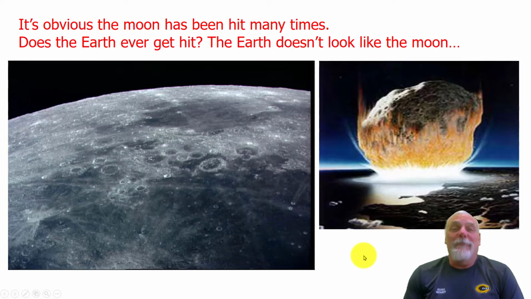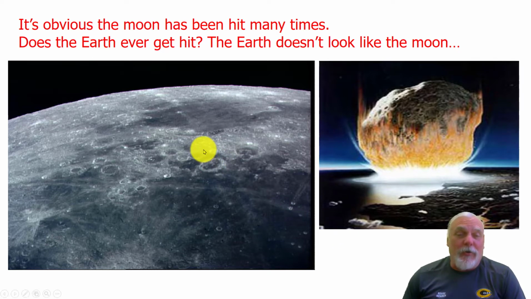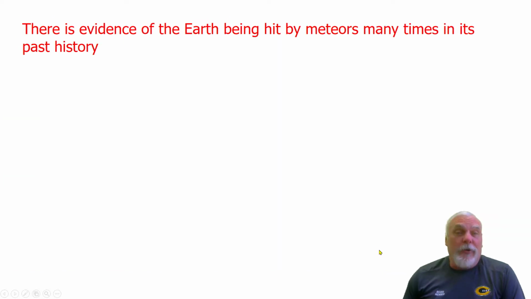Now it's obvious that the moon has been hit many times. You just look at the moon, you can see craters all over the place. Does the Earth ever get hit? Well, the Earth doesn't look like the moon. We don't see craters all over the place on the Earth. There is evidence, however, of the Earth being hit by meteors many times in its past history.